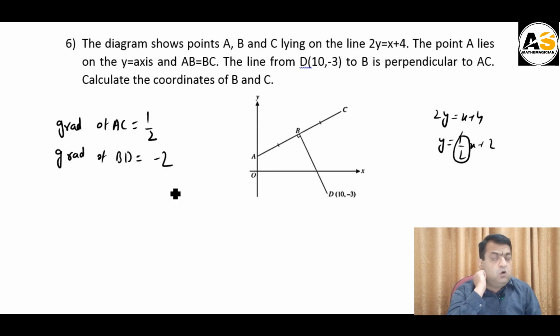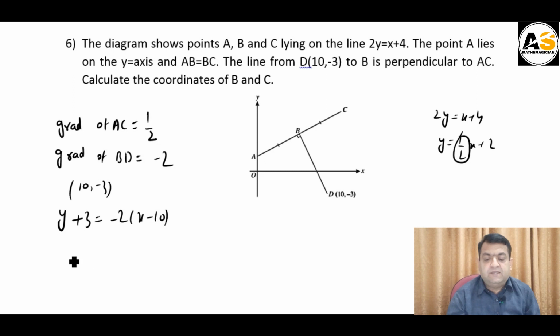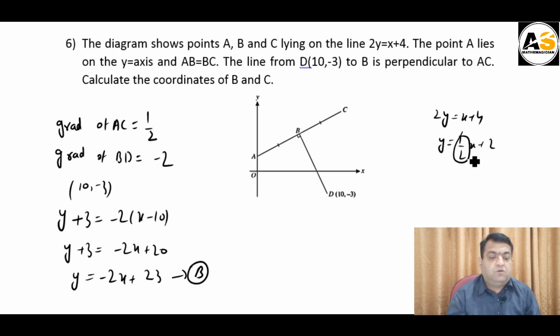Right? Now gradient of BD is given and it also passes through (10, minus 3). So by gradient point form, I will form this equation: y minus y1 is equal to m into (x minus x1). y plus 3 is equal to minus 2x plus 20. y is equal to minus 2x plus 23. This is equation number 2. This was equation number 1.